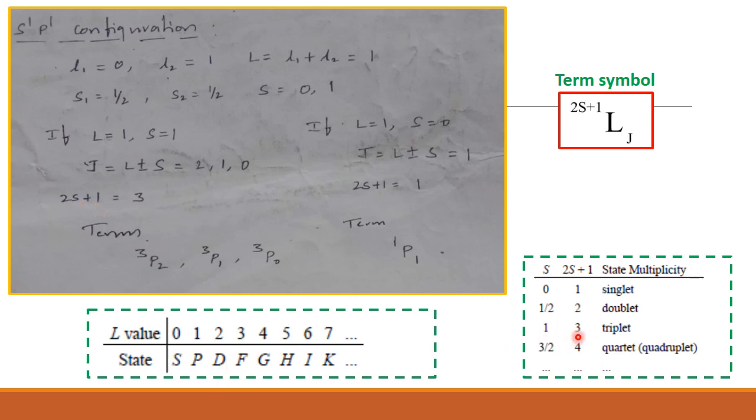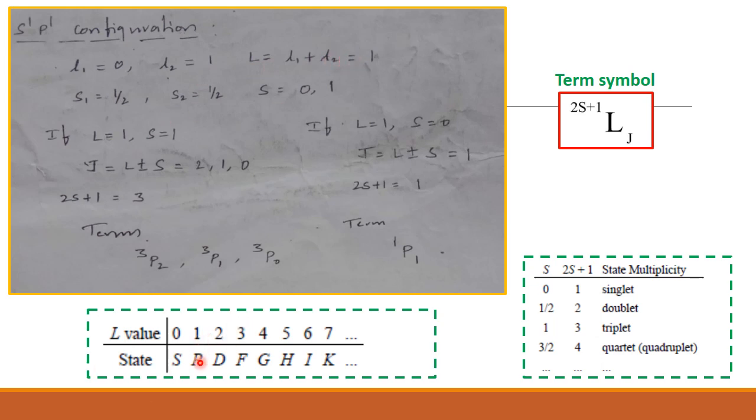So if S is 1, it gives a triplet. So 3 you are getting here. The spin multiplicity is 3, because we are considering two spins, one we are getting one here. So the resultant spin multiplicity is 3, and here L is equal to 1.